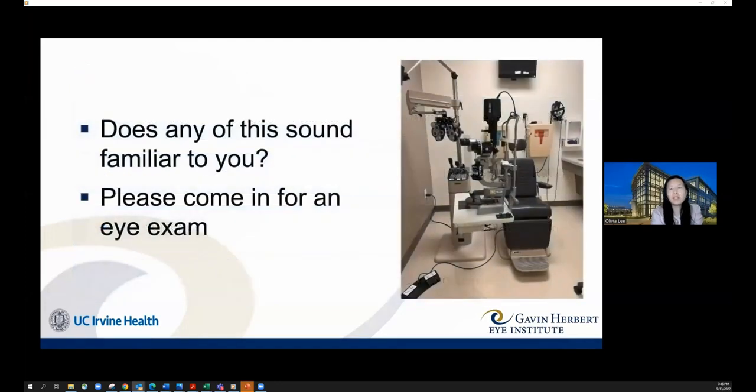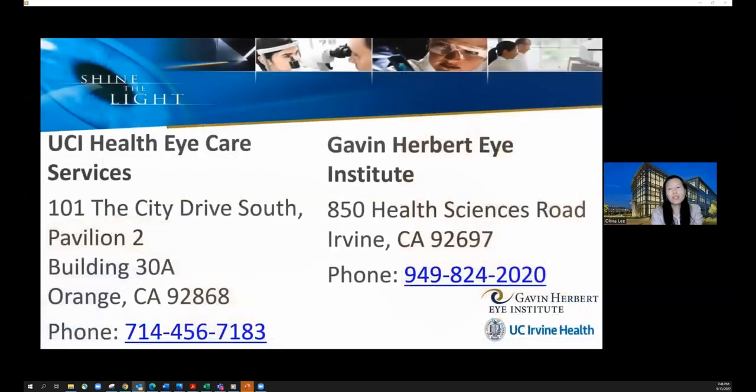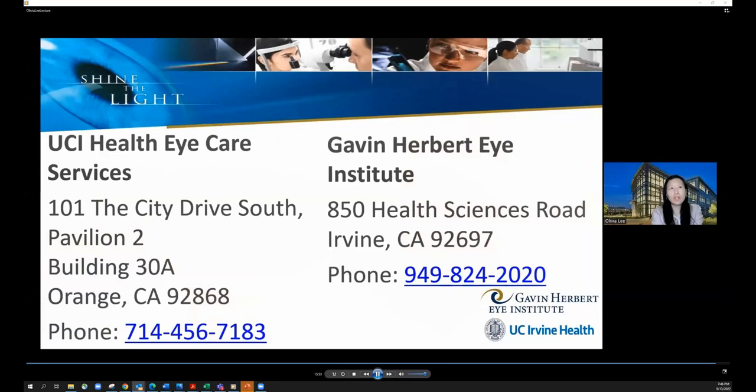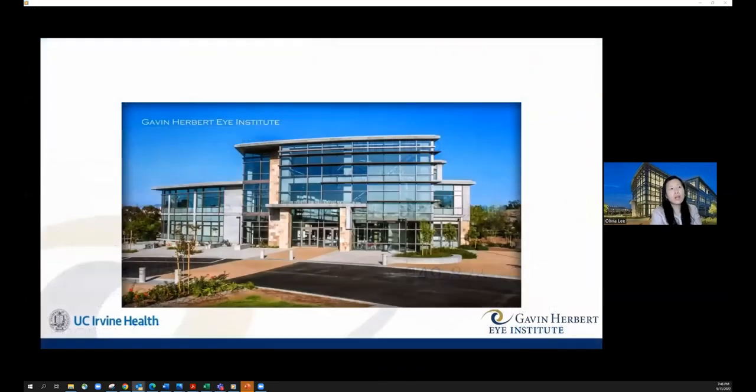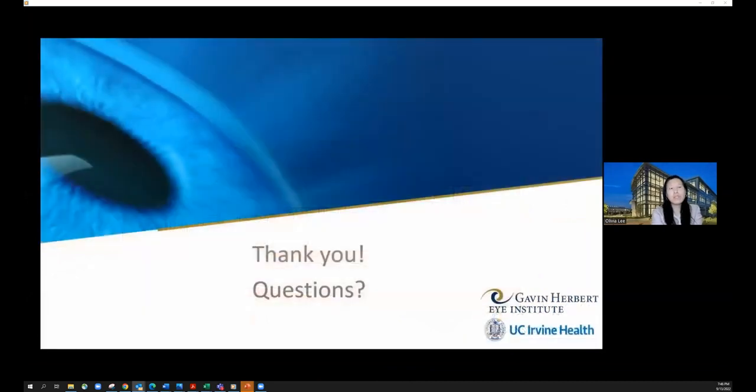If any of these things sound familiar to you, please come in for an eye exam. We have two locations to serve you, one in Orange and one in Irvine. Here's our eye institute located on the campus of UC Irvine. It is called Gavin Herbert Eye Institute, and I invite all of you to come and visit us anytime. Thank you so much, and I'm happy to take any questions from the audience.